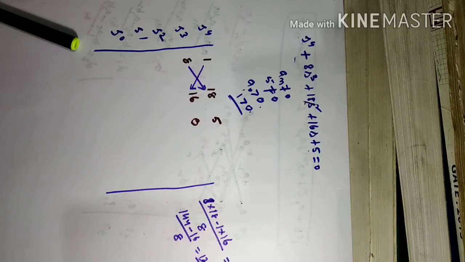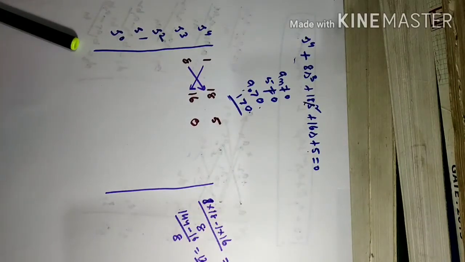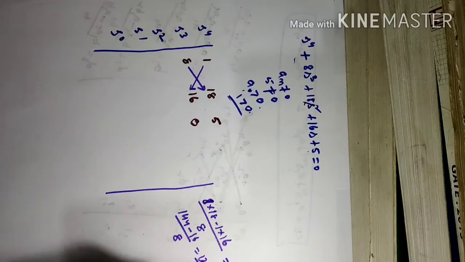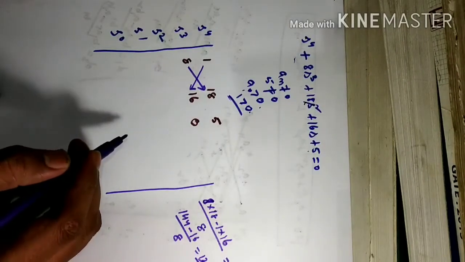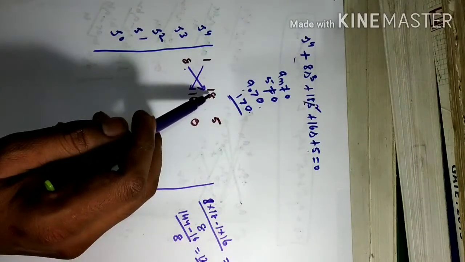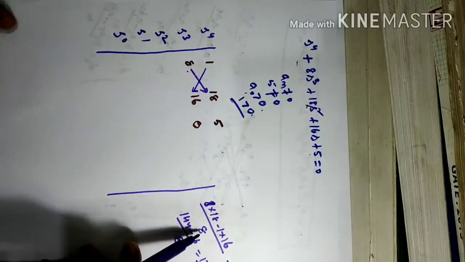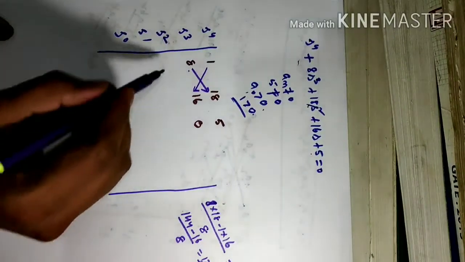So 8 into 18. 8 into 18 is equal to 144. Then 1 into 16 minus 16. So then divided by 18. So 128 by 8, how much will you get? You will get 16. So this value is 16. So you see that 8 into 18 minus 1 into 16, I am going to divide it by 18. So you will get the values here.